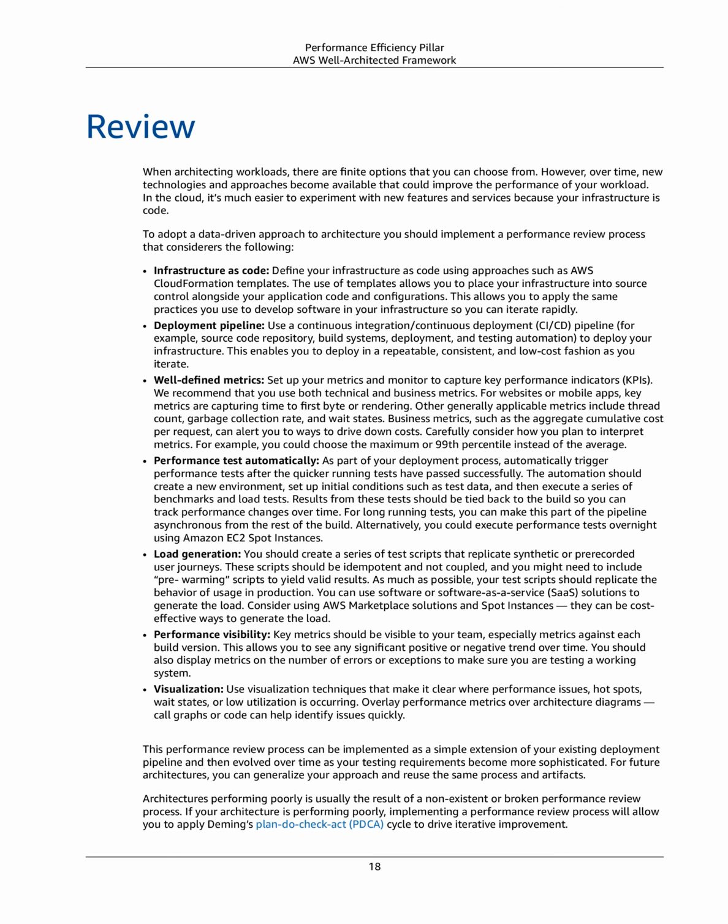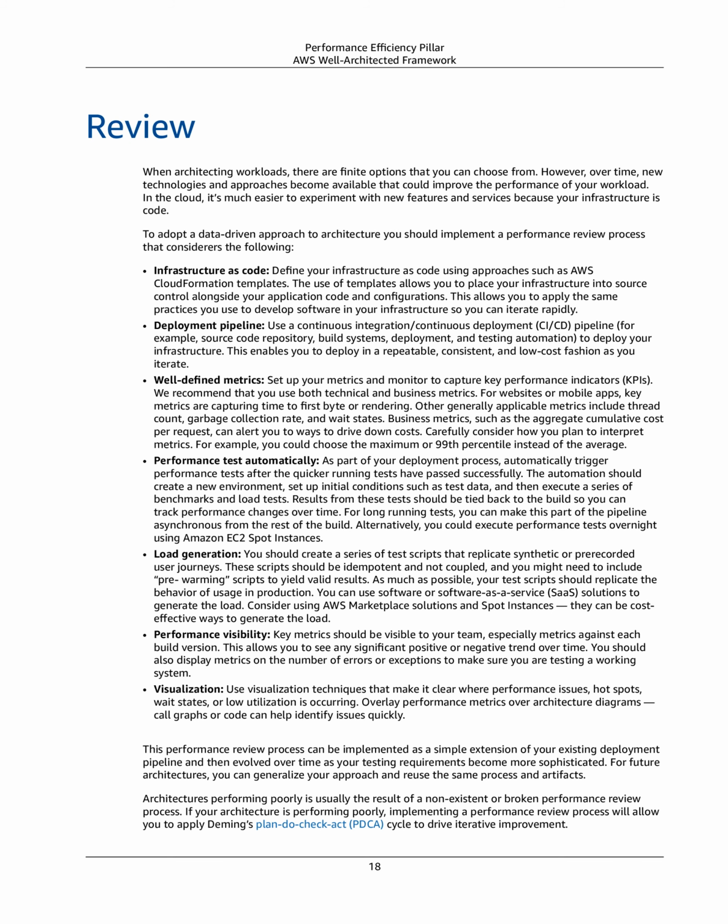Well-defined metrics. Set up your metrics and monitor to capture key performance indicators, KPIs. We recommend that you use both technical and business metrics. For websites or mobile apps, key metrics are capturing time to first byte or rendering. Other generally applicable metrics include thread count, garbage collection rate, and wait states. Business metrics, such as the aggregate cumulative cost per request, can alert you to ways to drive down costs. Carefully consider how you plan to interpret metrics. For example, you could choose the maximum or 99th percentile instead of the average.